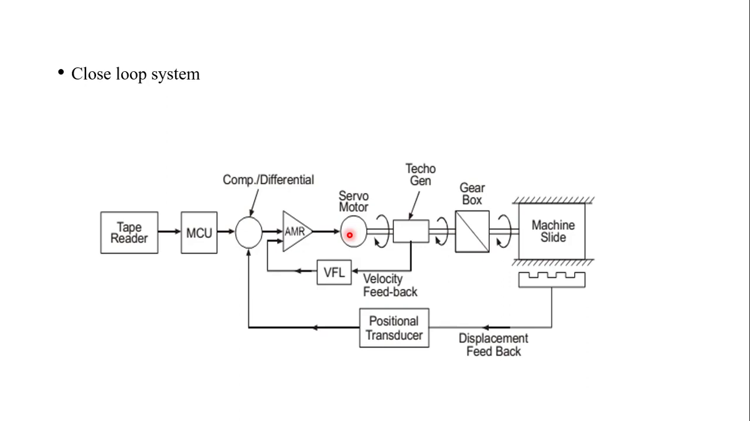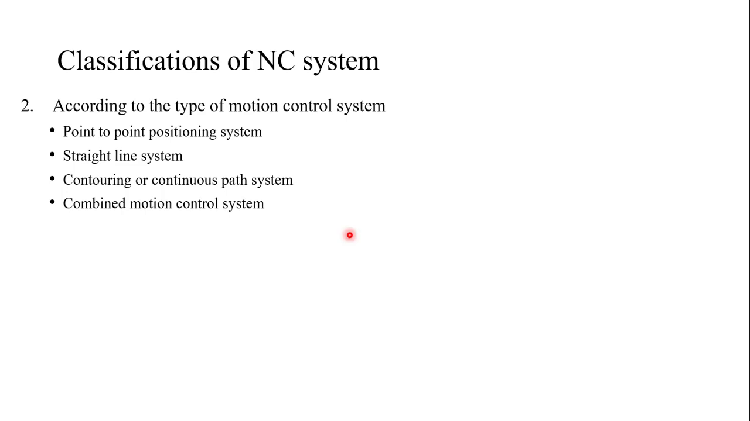So this is your control loop system in which feedback is taken from the machine and given to the computer, and changes are made accordingly. Then the next classification is according to the type of motion control system, that is, how you control the motion. So the first one is point-to-point positioning.